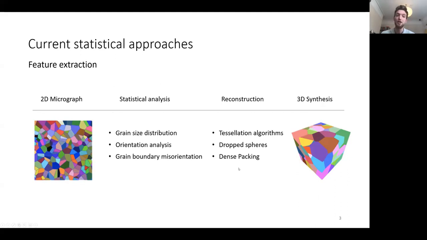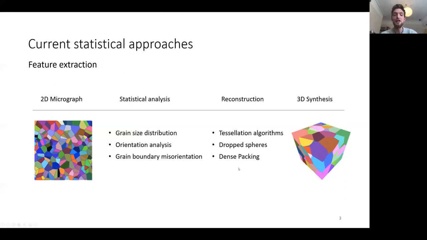One of the most common approaches is to take a 2D image and try to extract some features. For example, if we have grains, we might try to extract grain size distributions or do orientation analysis. Then, using those statistical features that we've extracted, we try to reconstruct a 3D volume. Our goal is to have a 3D volume that replicates those 2D features.